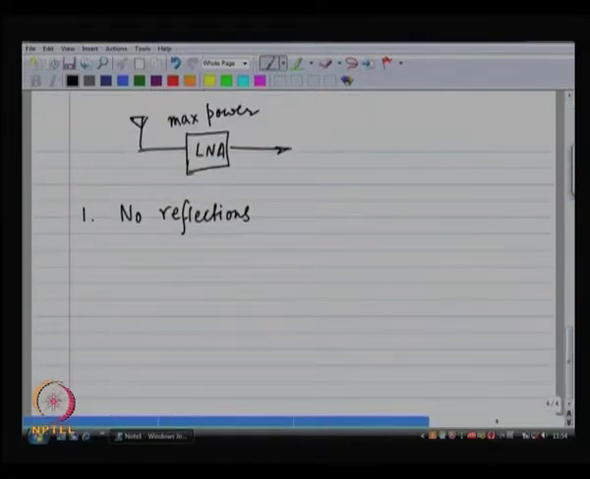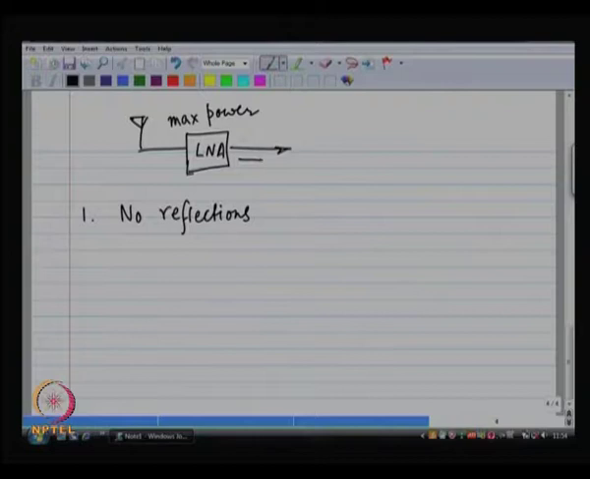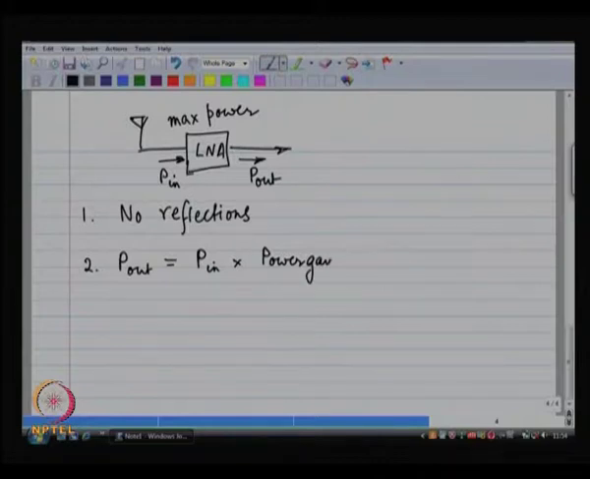Next important thing is that the LNA has a finite amount of power gain. So, the output power of the LNA is the input power times the power gain of the LNA. Now, if the input power is maximized, then the output power is maximized naturally. So, this is also very important.